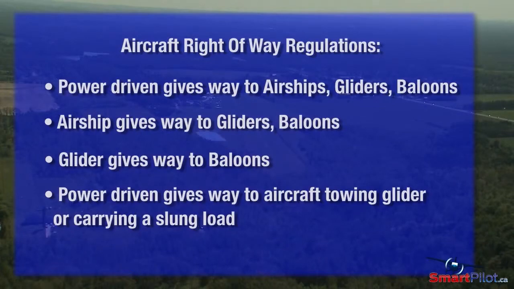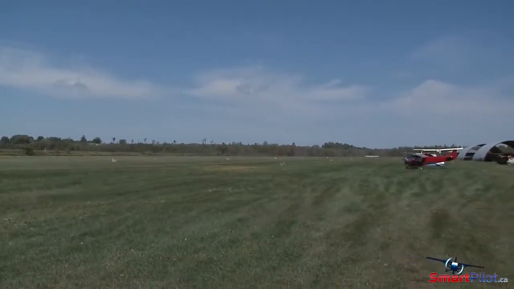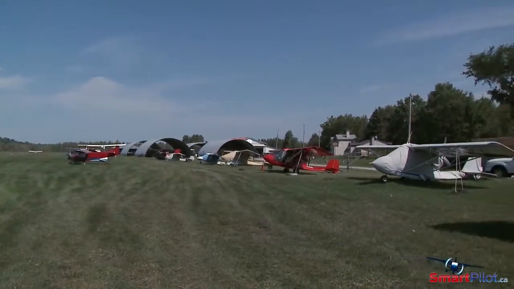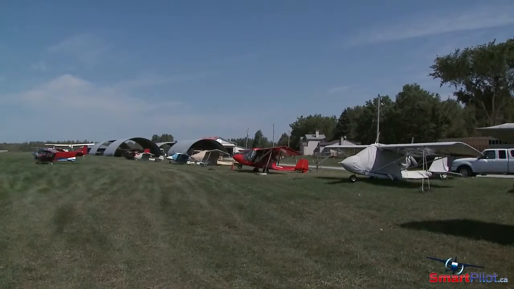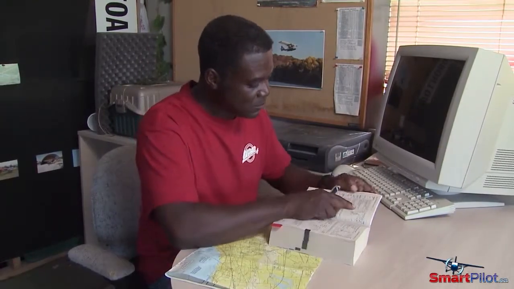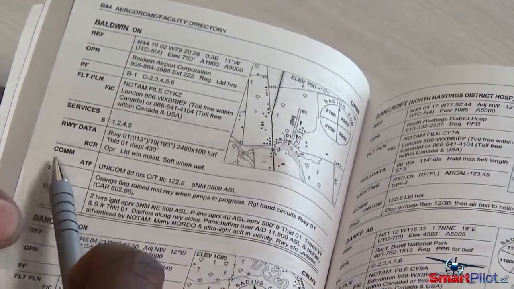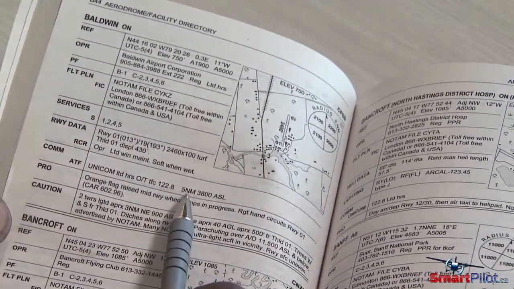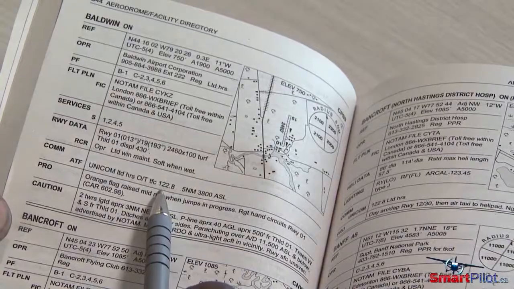a slung load. The primary difference between mandatory frequency and aerodrome traffic frequency airports, or ATF, is that you're not required to have a radio to use an ATF airport. However, if your aircraft is radio equipped, you must use the following procedures. Find the correct frequency in your Canadian Flight Supplement or on your VNC VTA charts. The ATF will usually be the airport's Unicom frequency, where one exists, or 123.2 if no Unicom is present.